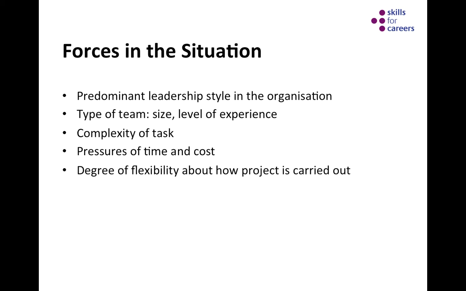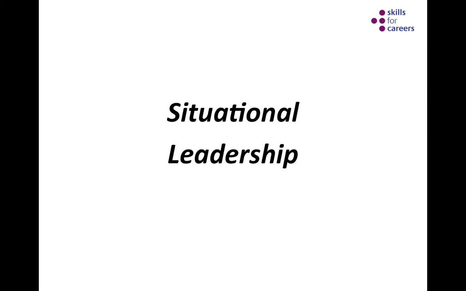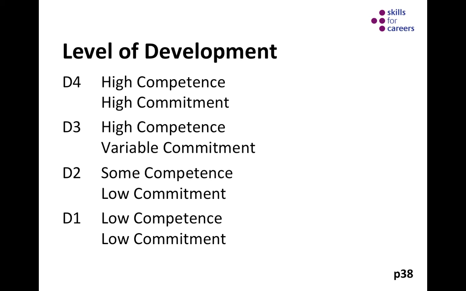Situational leadership requires some level of understanding of the individuals within your team and their abilities, competence, and their levels of commitment. And the 4 levels of development you see on the screen now are explained in a bit more detail on page 38. So someone with a low level of competence and a low level of commitment would require a direct style of leadership, whereas someone with a high level of competence and a high level of commitment, you would be able to delegate responsibilities to that person.